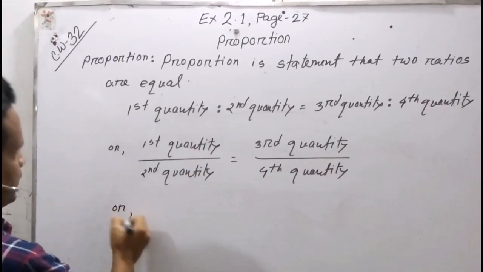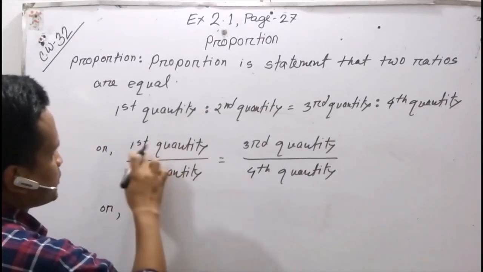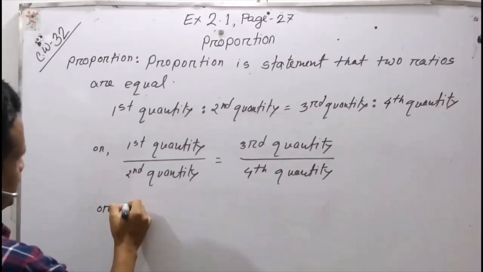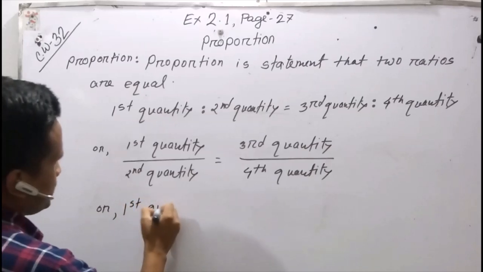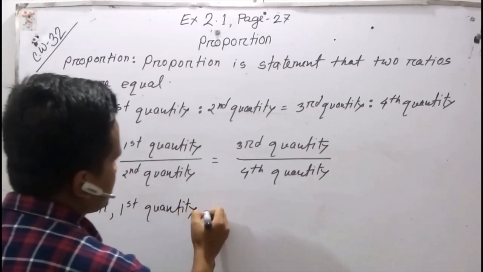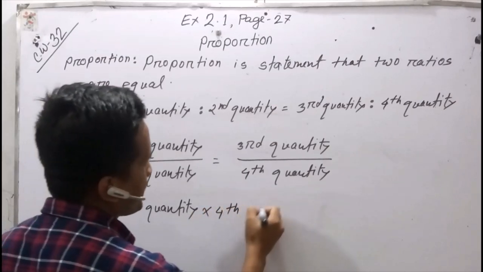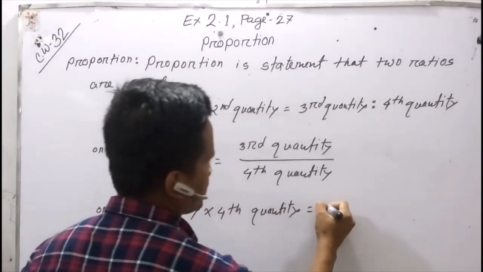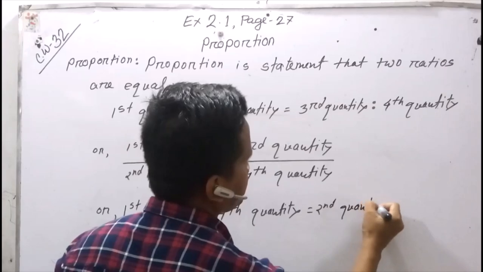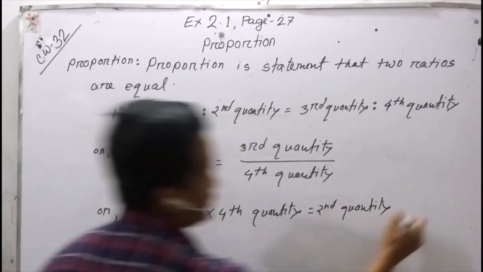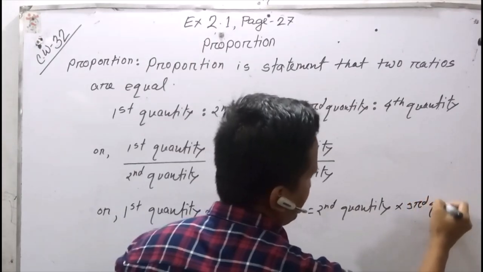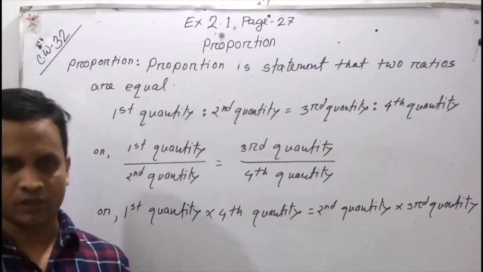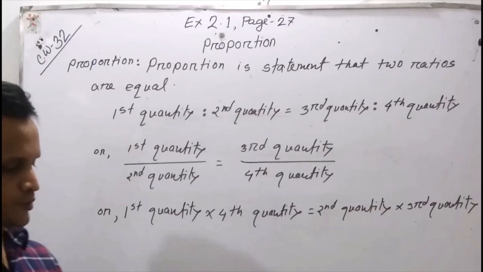If you do the cross multiplication, the first quantity into the fourth quantity is equal to the second quantity into the third quantity. So now write again the other way: first quantity into fourth quantity equal to second quantity into third quantity. By this statement, we will solve today's maths. So let's go to today's lesson, numbers 3 and 4.